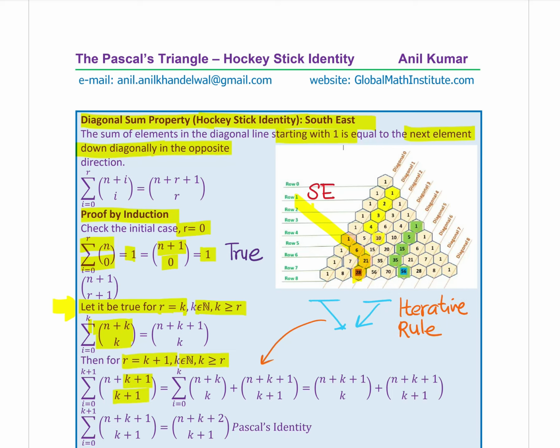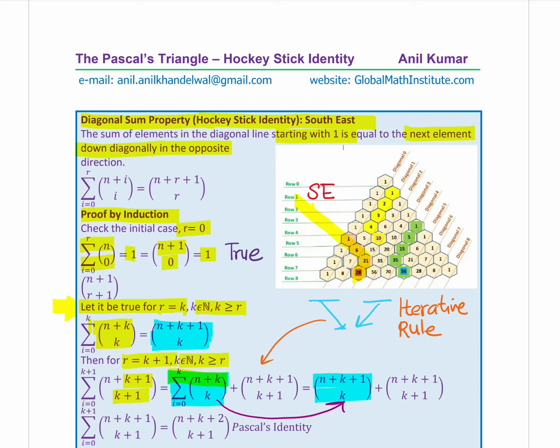Okay, now next step. We already know from our first case that this particular expression, let me highlight in a different color, is basically equal to that. Correct? This is what we have assumed. If r equals k is true, then we have to check k plus 1. So that is true. So we replaced and got the next statement, which is n plus k plus 1 Ck is equal to n plus k plus 1 Ck plus 1.